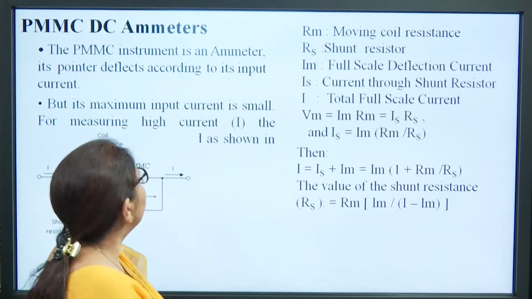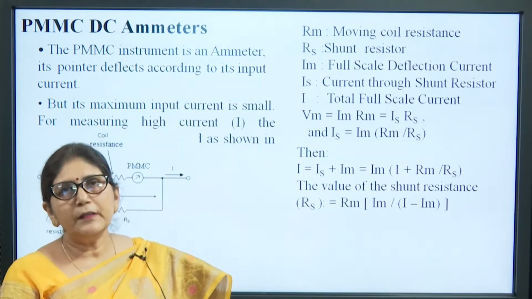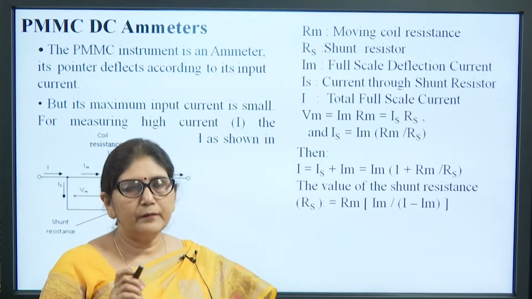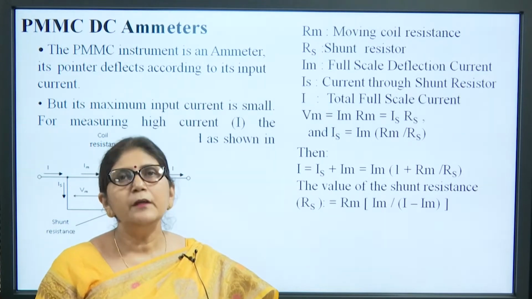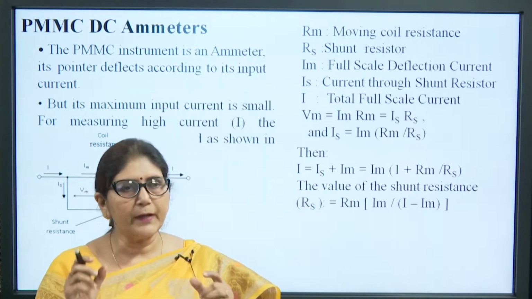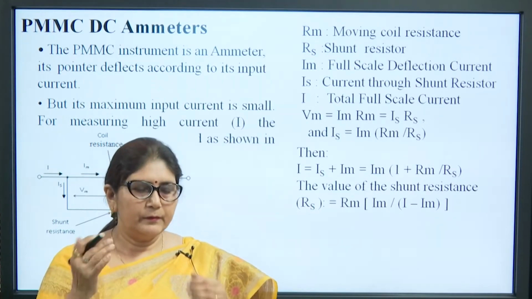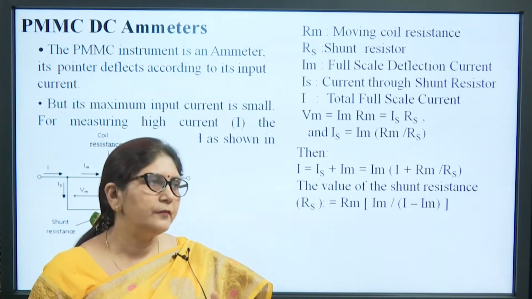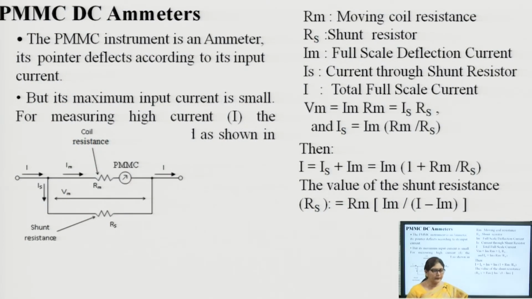So, the PMMC DC ammeter. As we know, in a PMMC instrument there is a deflection torque produced due to the coil placed in a magnetic field, and that deflection torque is controlled by the controlling torque of the spring. The deflection is proportional to the current flowing in the meter. This PMMC instrument is very sensitive and is used to measure a very small amount of current.